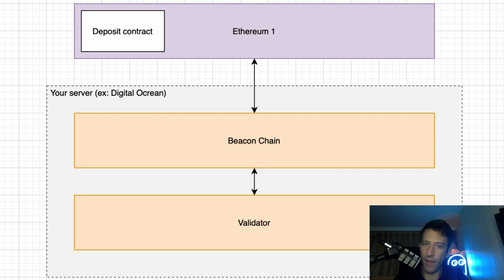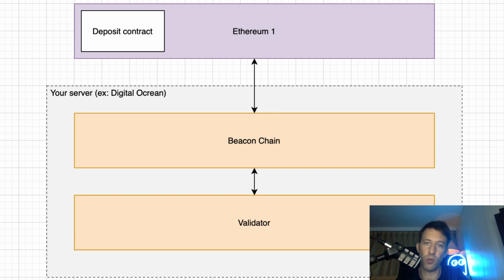So how can you become a validator? You need to do several things. First, you need to run a validator and a beacon node. These are two separate processes. You also need to stake 32 Ether per validator, which is about $15,000 at the time of recording this video. To stake this 32 Ether, you send your Ether to a smart contract on Ethereum 1, which is the current Ethereum network.